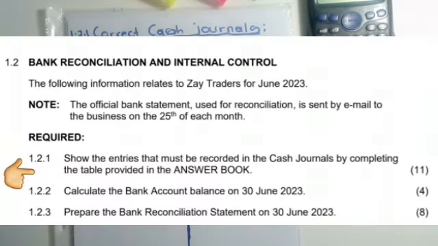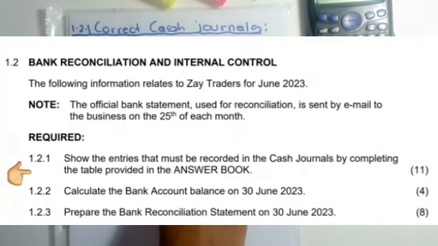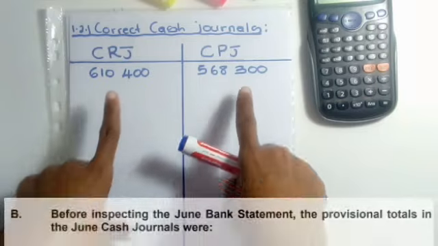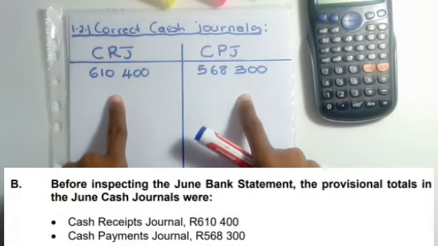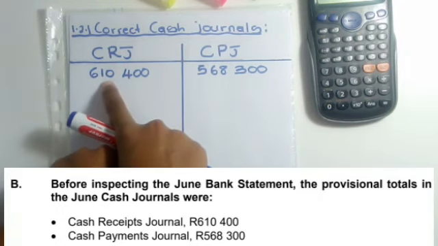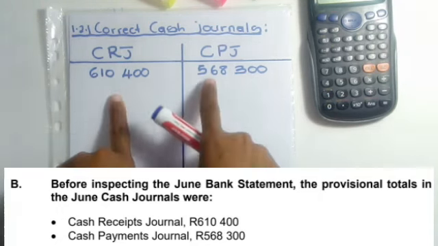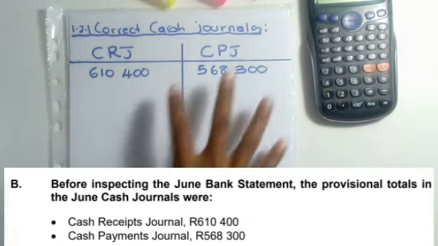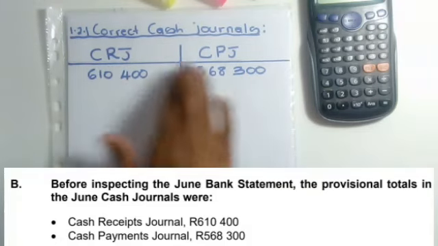So we are starting with correcting our cash journals. This is the step where we make sure that the error is absolutely not on our side. And to correct our cash journals, we start by putting in our provisional totals, which have already been given to us in information B. For CRJ, they gave us 610,400, and for CPJ, they gave us 568,300, and we are going to use the information that has been given to us in order to find if these amounts have errors in them.